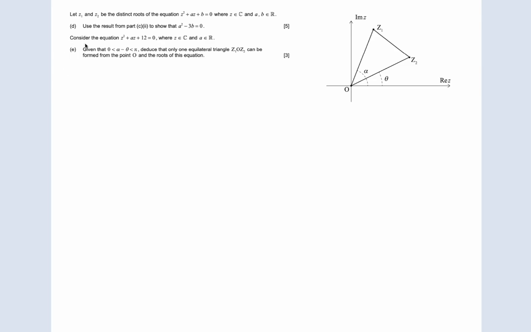Okay, part E. It says consider this equation, z squared plus az plus 12 equals 0. So b is equal to 12.